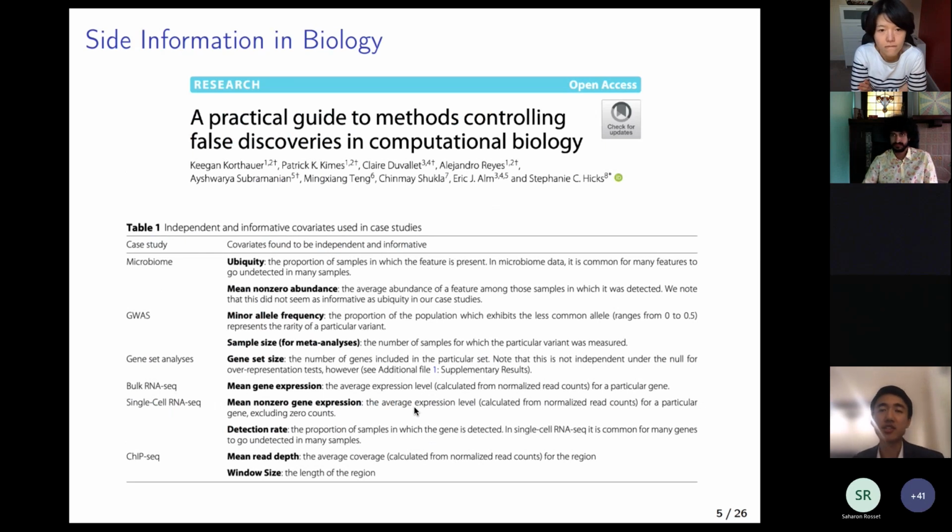And this is not just a toy example. Turns out there are a lot of examples with side information. Here's a great paper published in Genome Biology, I believe, which gives us a lot of generic side information in microbiomics, GWAS, gene set analysis, RNA-seq, among others. So you can see here we have a lot of covariates for us to use. But before, when people just used p-values and the Benjamini-Hochberg procedure, this information was lost. So our goal is to use this side information to help us improve the power.